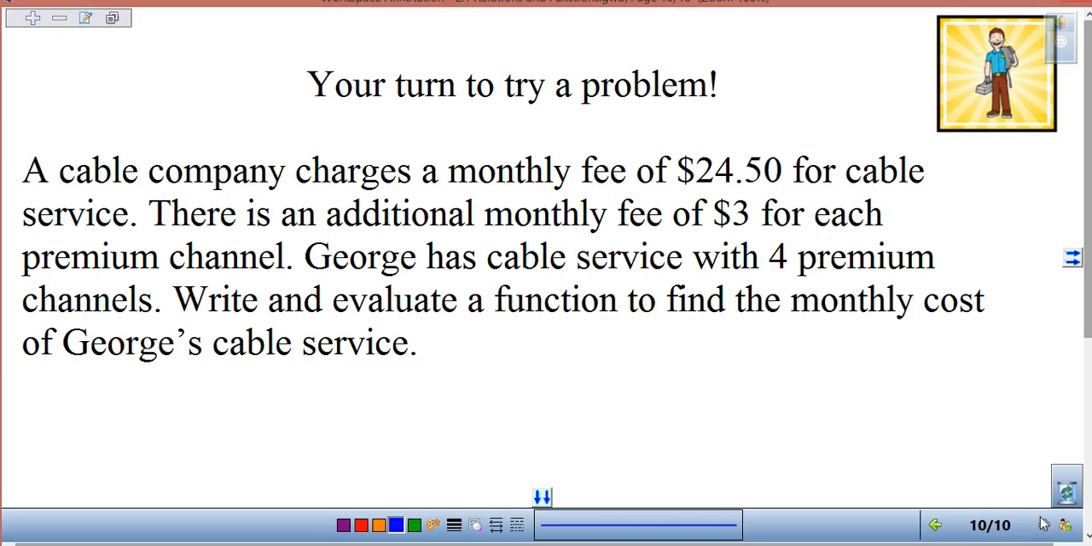Again, pause your video here and try this one on your own. There's two parts. The first thing I want you to do is write the function, and then I would like you to evaluate it. So pause and try this one on your own.